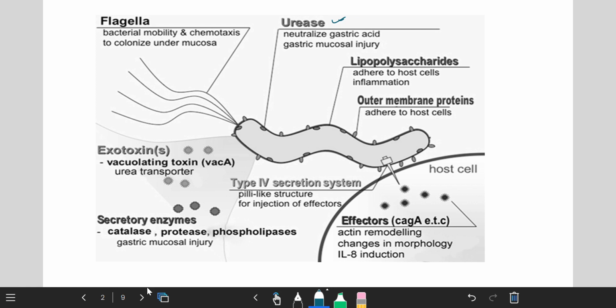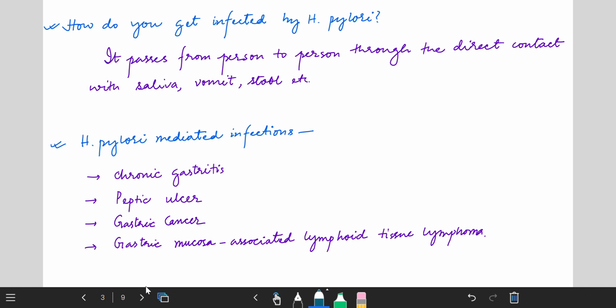Okay, now we will understand how you get infected by H. pylori, or what is the mode of transmission. It actually passes from person to person through direct contact with saliva, vomit, stool, etc. Besides that, it can also be transmitted by infected flies, food, any kind of contaminated water, poor hygiene, or poor sanitation, this kind of things.